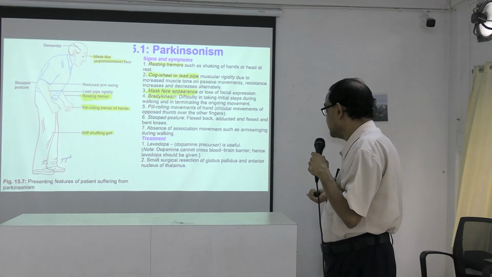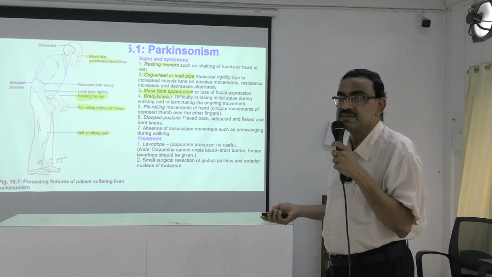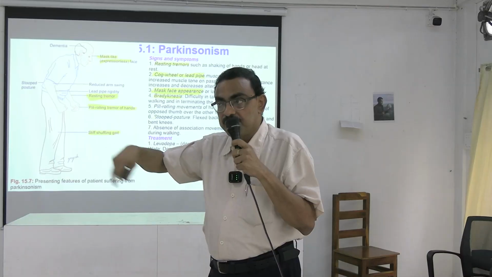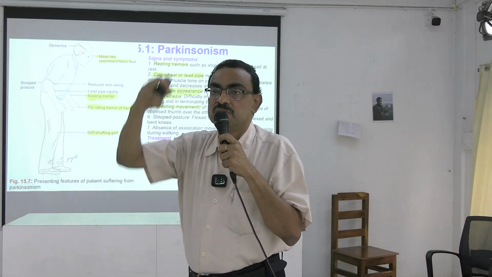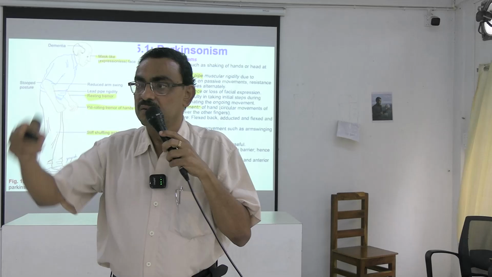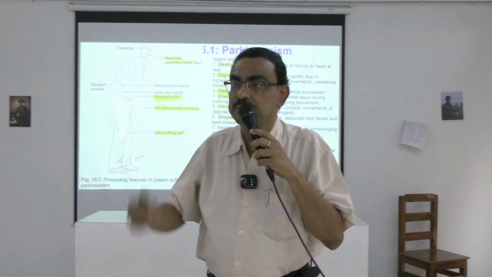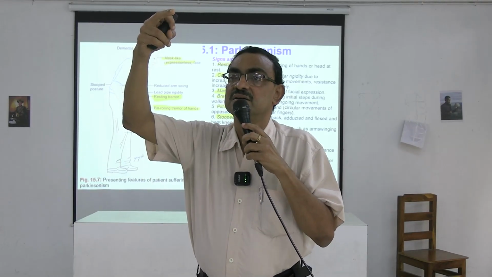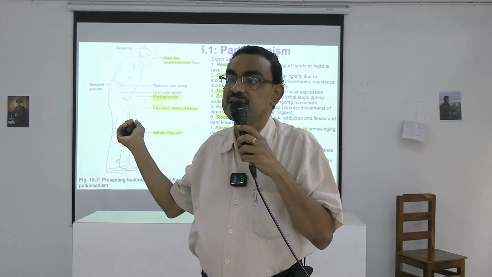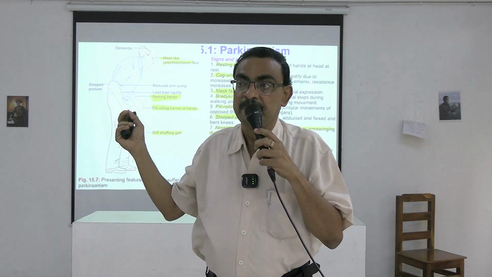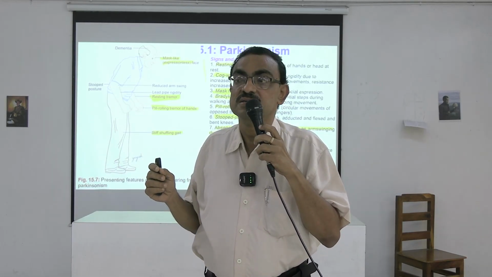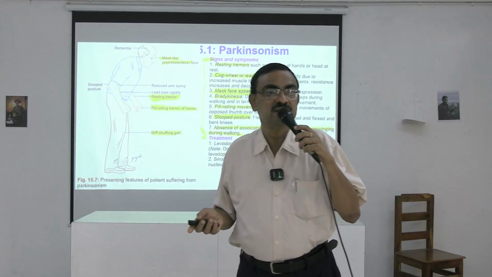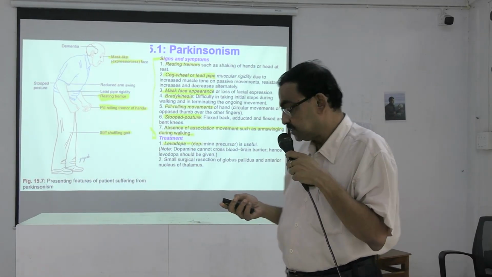Okay. And the treatment is by dopamine supplement. Actually, from the substantia nigra of the midbrain to the putamen or the globus pallidus, there is a pathway which is called the nigrostriatal pathway. Here the dopamine is the neurotransmitter that gets depleted. So dopamine supplementation will improve this situation.